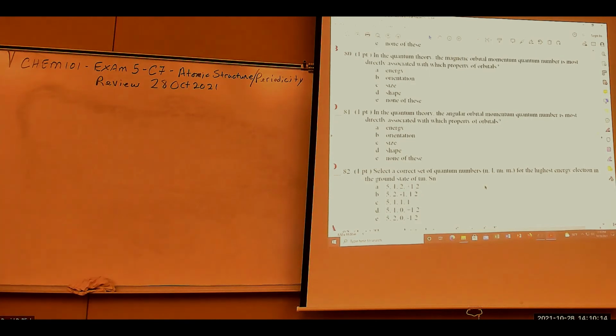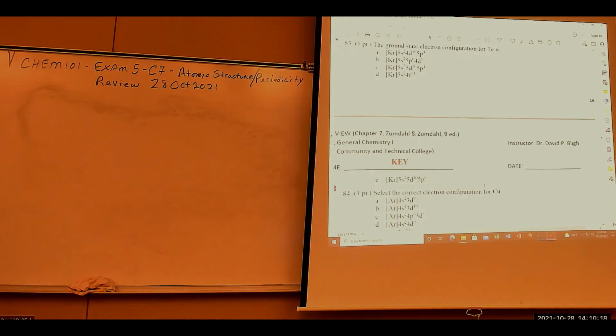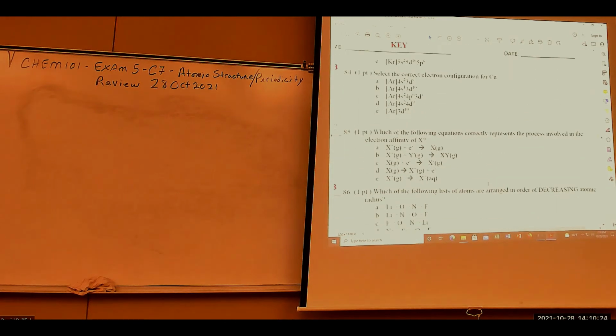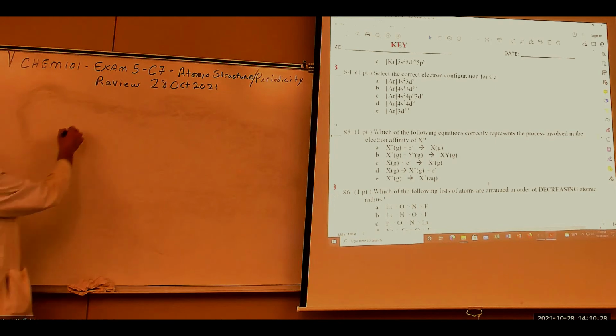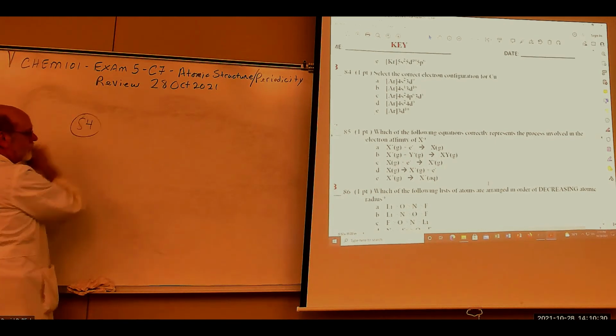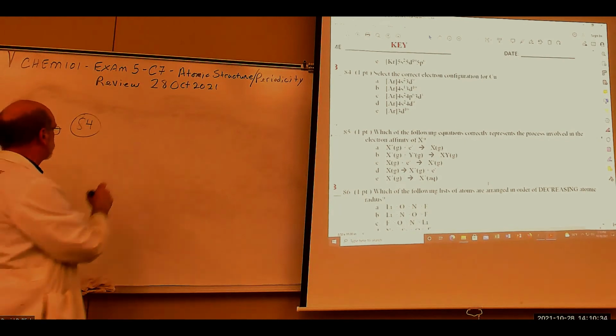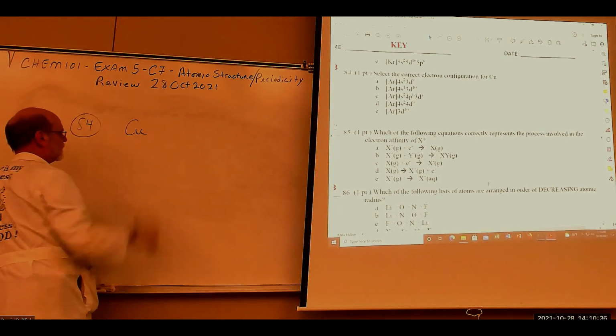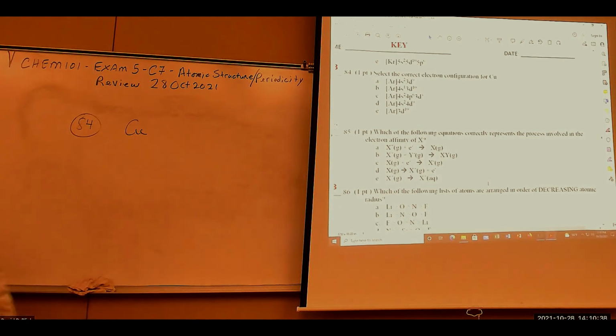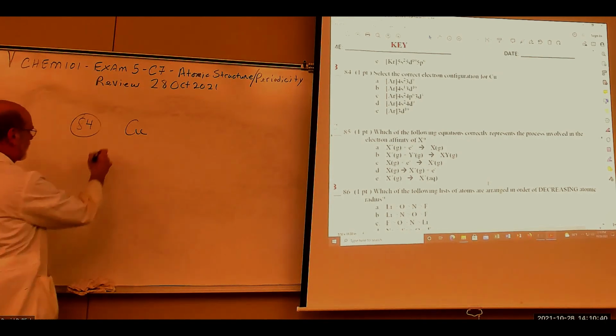Okay, 84. Scroll again. Okay, here comes an anomaly. 84. Select the correct electronic configuration for copper. Okay, how many electrons in neutral copper? 29.